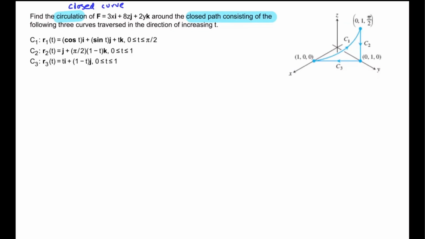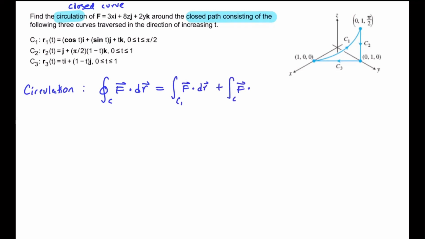So we know that our circulation is going to be the integral around this closed curve C of f dotted with dr. And this is going to be the integral along C1 of f dotted with dr, plus C2 of f dotted with dr, plus C3 of f dotted with dr. So that's the setup. We're going to figure out each of these pieces and then add them up. That's going to represent circulation around this closed path.